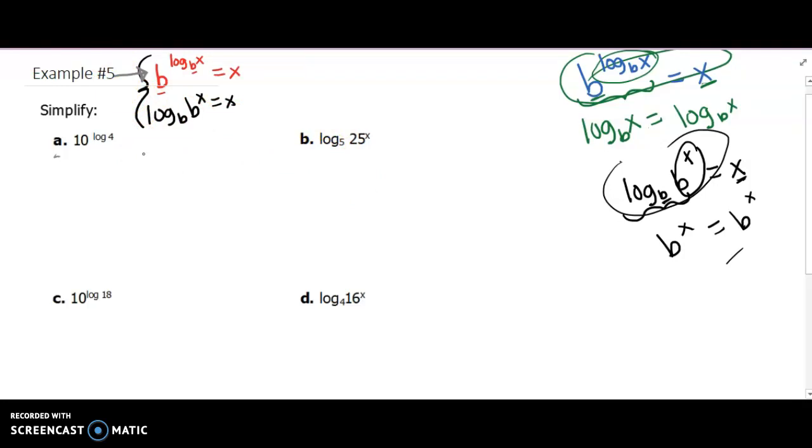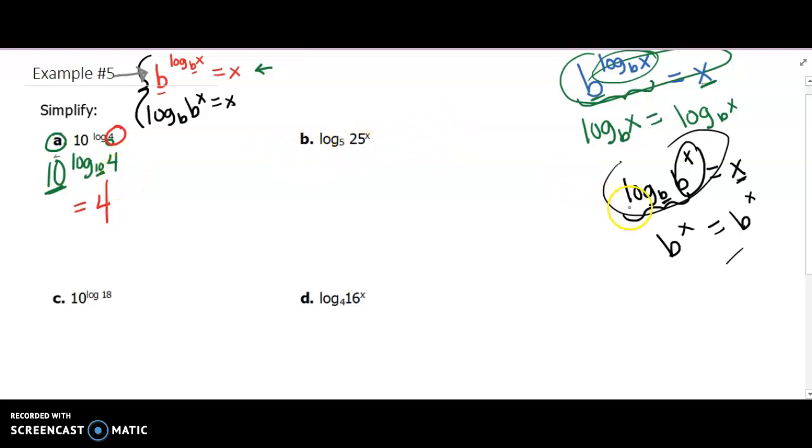All right, so let's look at A now. Okay, so we have 10 to the power of log 4. Okay, now remember, when there's no base written here, we can assume that it's 10 to the log base 10 of 4. Okay, now if we use this rule right here, notice our base here, or our coefficient, and our base here are the same. So 10 to the log 10, b to the log b of x is just x, so this is just going to equal 4.